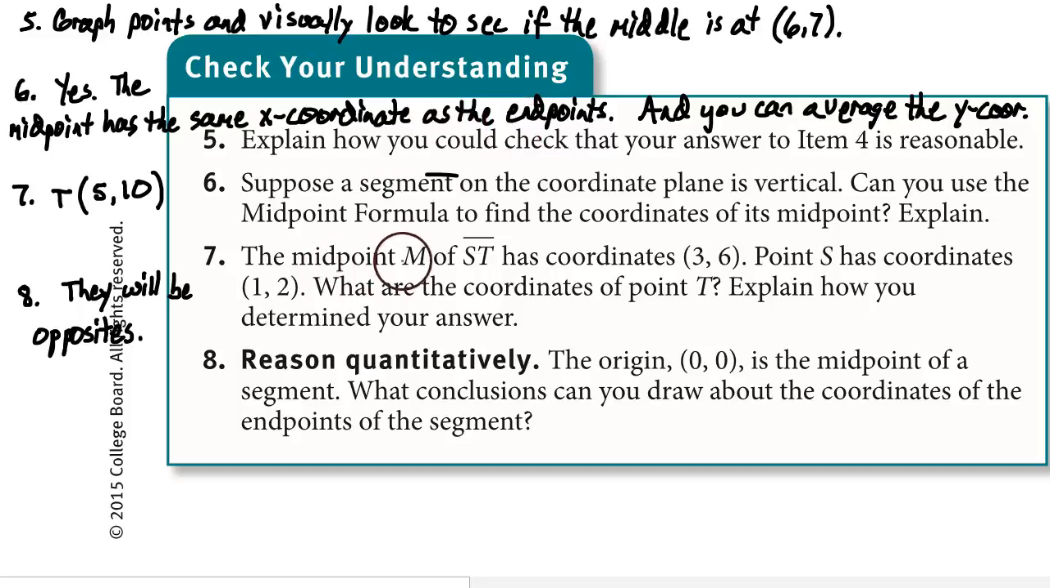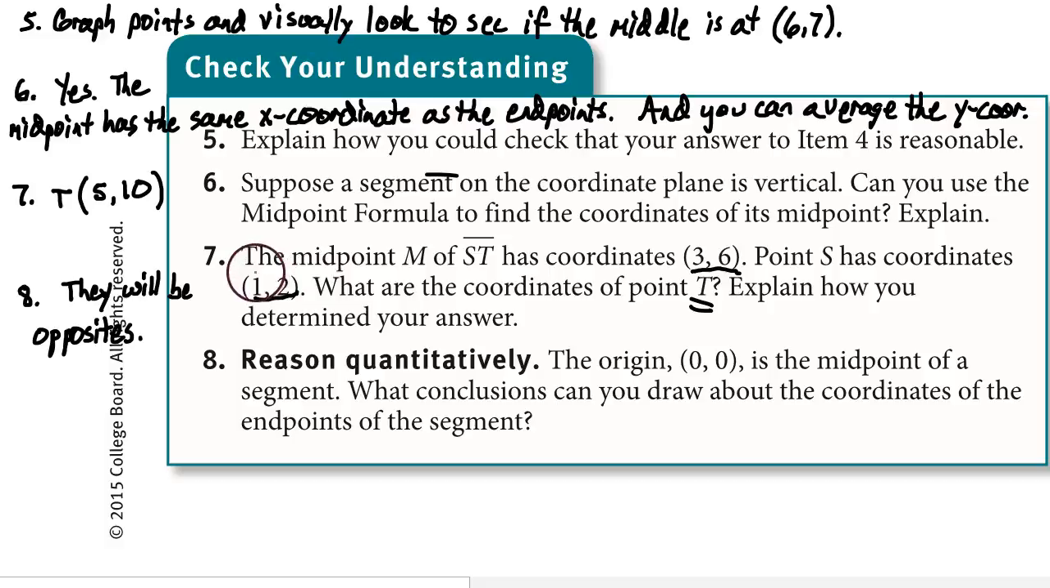Number 7, the midpoint M of segment ST has coordinates 3, 6. Point S, which is one end of segment ST, has coordinates 1, 2. What are the coordinates of point T? Here it is on the left side of the screen. Point T will be located at 5, 10. Here's how I found that.